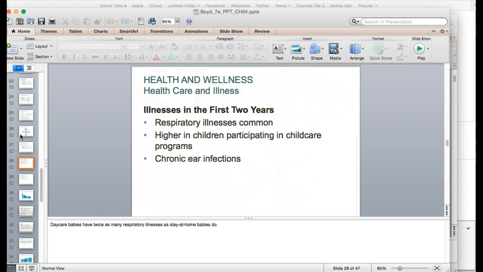So if it is possible, it would be best for the child to not enter daycare at 3 months. It should be a little bit longer so their respiratory system and their immune system is up a little bit higher. And also chronic infections are common within the first 2 years of life.